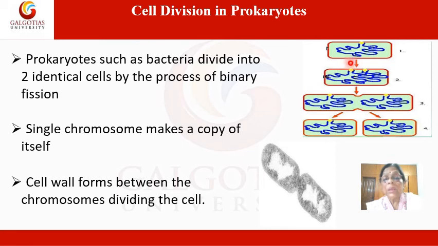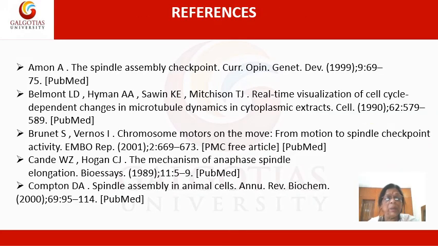See, this is the bacterial cell and this is the bacterial DNA, a bacterial chromosome, and it is making its replica, dividing into two, and ultimately a cell wall forms between the chromosomes, dividing it into two cells. See, here the cytoplasm is also dividing and we get two cells. So first of all, the replica of the chromosome is made, and then it divides into two, and then ultimately the cytoplasm also divides and two cells are formed.